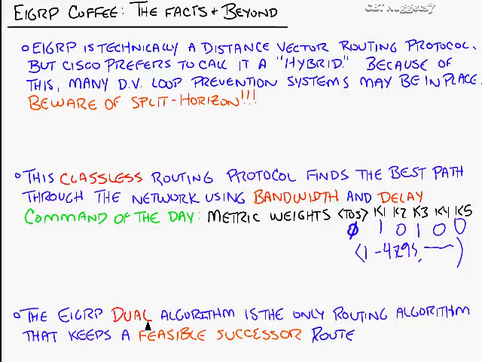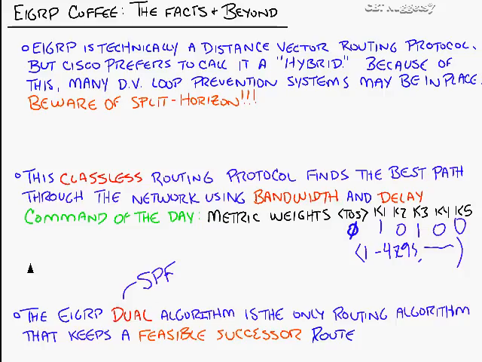It's something Cisco calls EIGRP's algorithm that's a little bit different than what every other link state routing protocol uses, which is the shortest path first, or SPF algorithm. DUAL is the only algorithm that keeps a feasible successor, which is a fancy way of saying backup route.